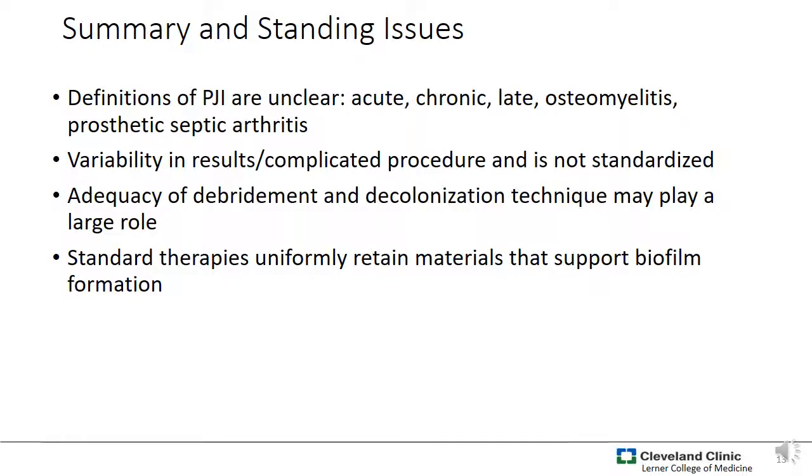Other issues are that the definitions of PJI are unclear, whether it's acute, chronic, late, whether there is a component of osteomyelitis, or whether it's merely just a prosthetic septic arthritis where the infection is confined to the joint space itself. There is variability in the results, and the procedures used are very complicated. They're long procedures. There are a number of different techniques, and the debridement itself can be either aggressive or less aggressive. And so there's going to be a lot of variability in how the decolonization and debridement is done.